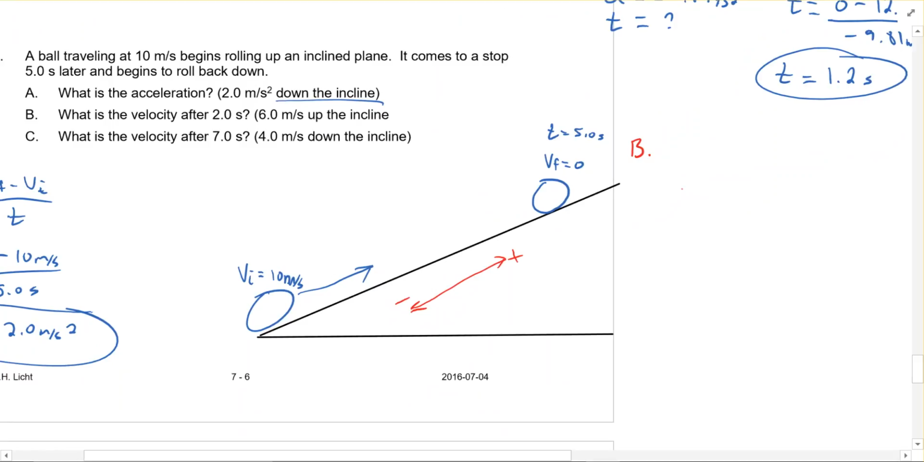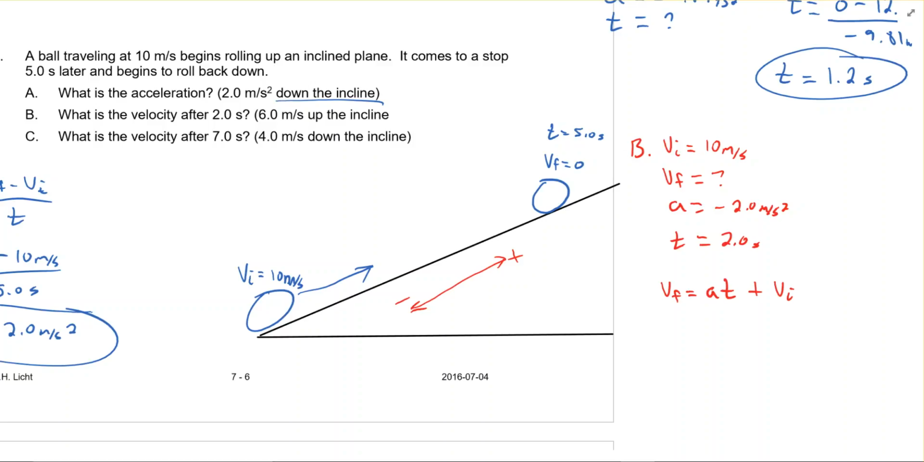So let's write down what we got. So VI is going to be equal to 10 meters per second. VF is what we're looking for. Time, well, actually, acceleration, let's put down negative 2 meters per second squared. And time, it says 2 seconds. Okay, now we just need to solve for VF. I'm just going to put down the rearranged formula already. So that is VF is equal to A times T plus VI. So make sure you can rearrange to get there.